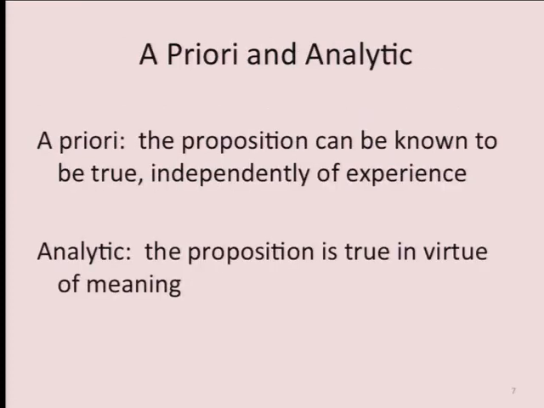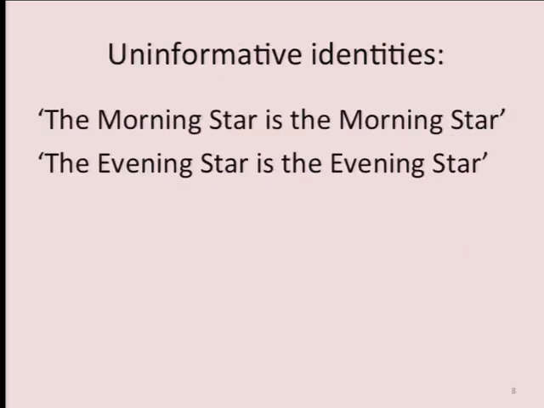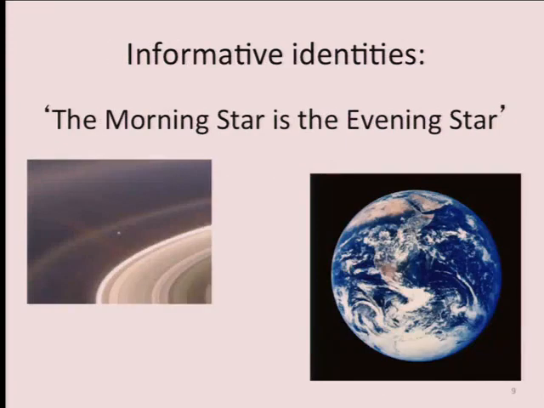Are we happy with a priori and analytic? Everything I'm saying here is very, very simple, so if it doesn't seem simple, then stop me and pause me, because it's the explanation that's going wrong. Okay, so Frege gives us examples. Uninformative identities: the morning star is the morning star, the evening star is the evening star. These are not informative, these are a priori and analytic. An informative identity, he says: the morning star is the evening star.